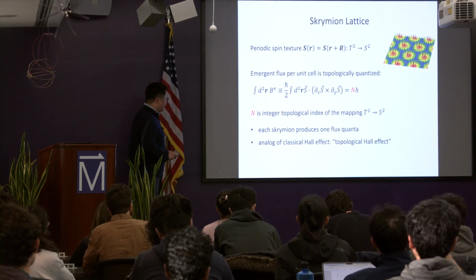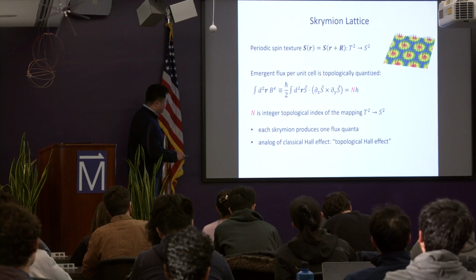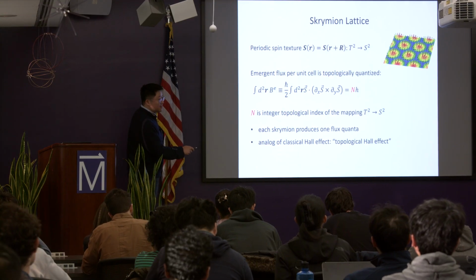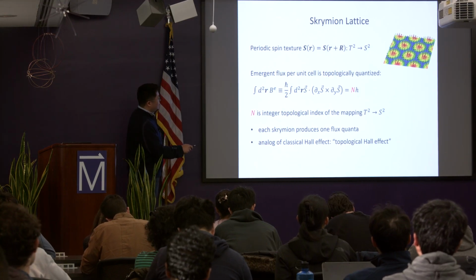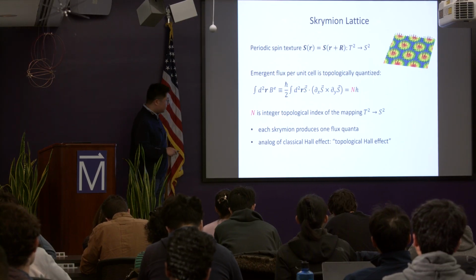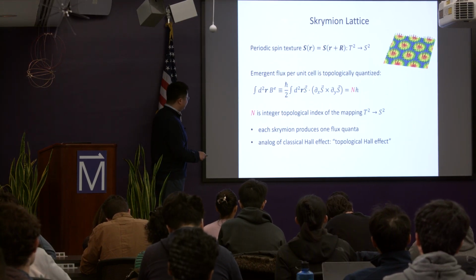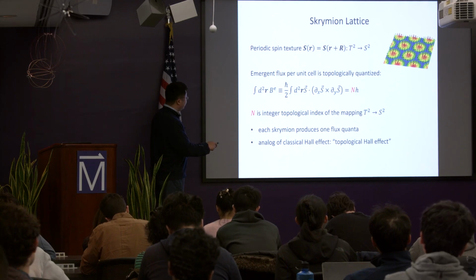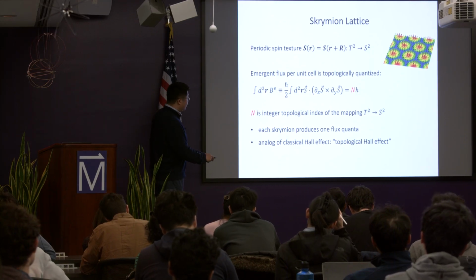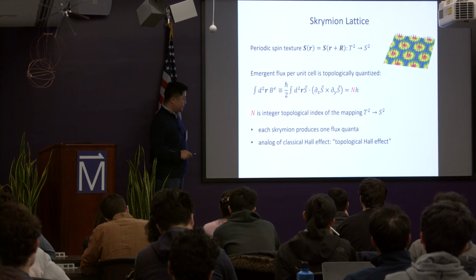Okay, and in particular, if you take a skyrmion pattern like this, at the origin, spin is pointing out, far away, the spin is pointing down, and in between, the spin is rotating in the XY plane. If you take this kind of a skyrmion pattern, one can show that the topological invariant is 1, meaning that each skyrmion carries 1 emergent flux quantum.